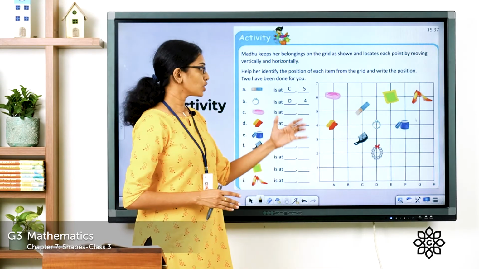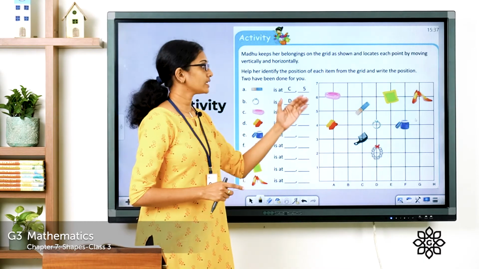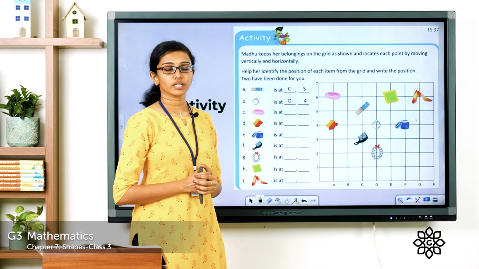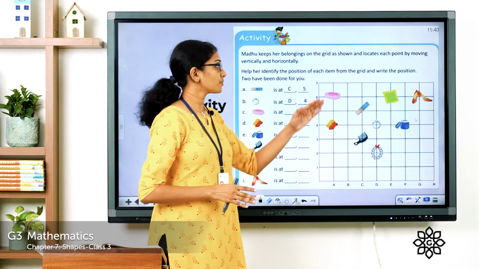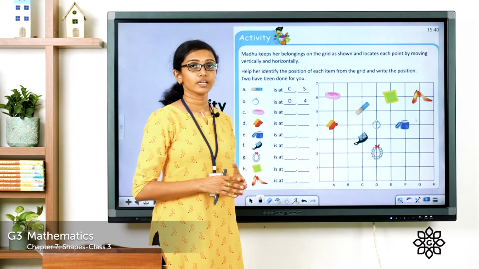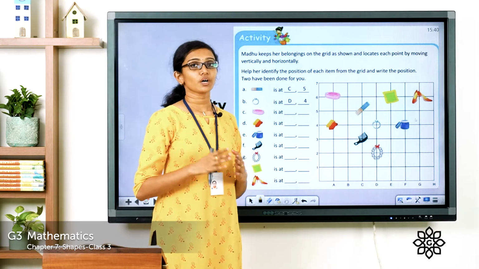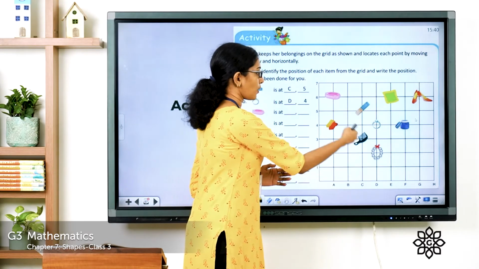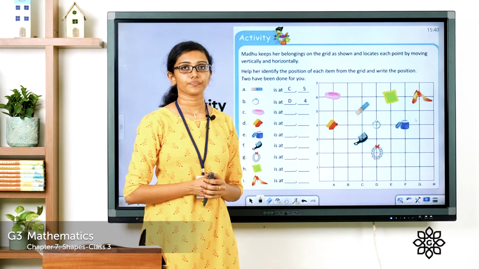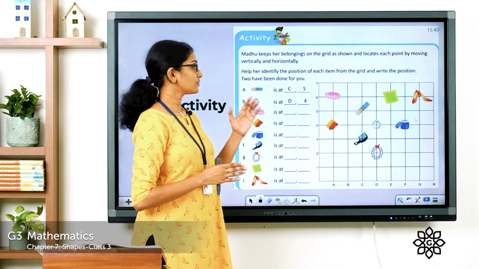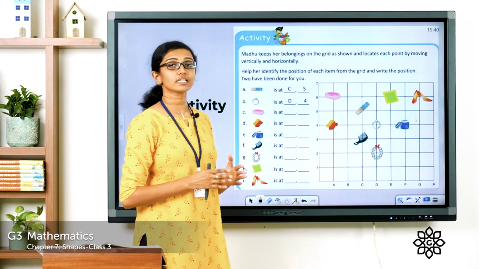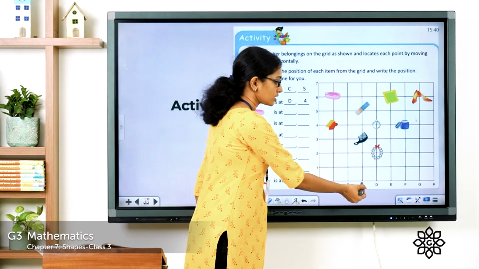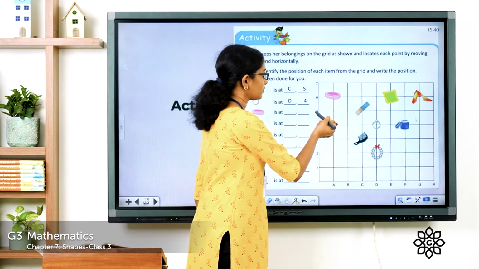In this exercise, you are asked to identify the exact position of each item in the grid, and you have to write that position here. The position of each belonging on this grid is specified by a set of 2 points defined by one horizontal point and one vertical point. Like in the first example, you can see the eraser is at C5. So, which is that position? See the point C and see the point 5.